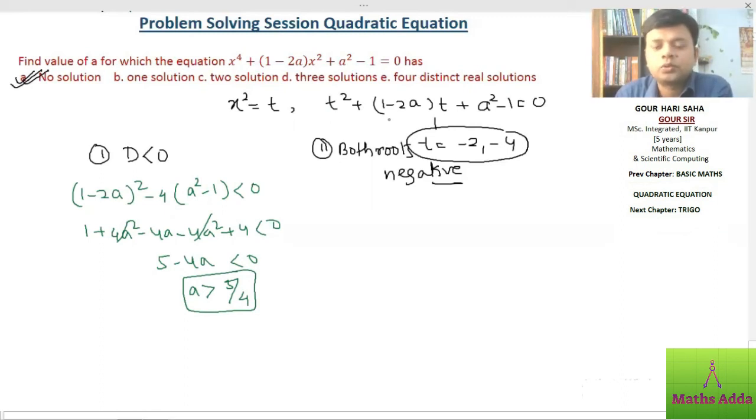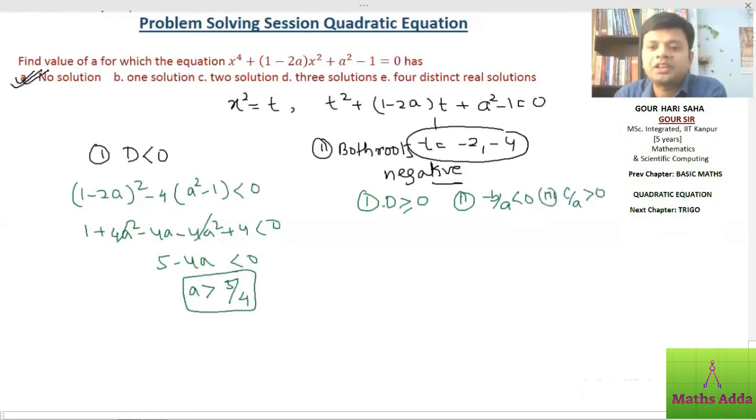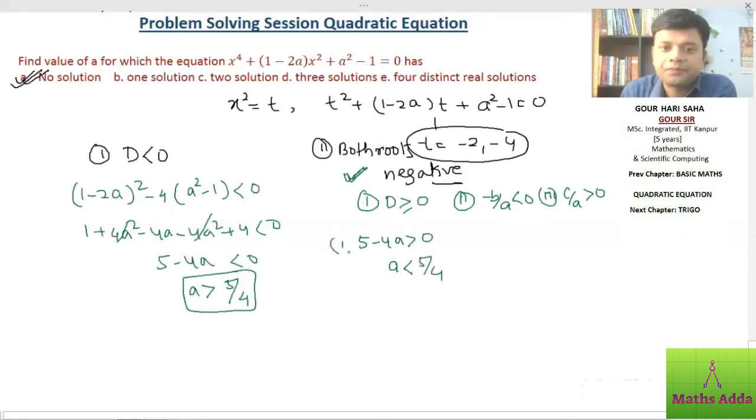Now, second part, it says both the roots are negative. This means what? If both the roots are negative, what are the conditions? First is D, then sum of roots should be negative, and third is product of roots, c by a, positive. If both roots are negative, product will be positive, right? This part we have done in 2 lectures, you can see that. So, now D greater than or equal to 0, D is the same expression, I will not solve it. It is 5 minus 4a greater than 0. This means a is less than 5 by 4, first part, right?